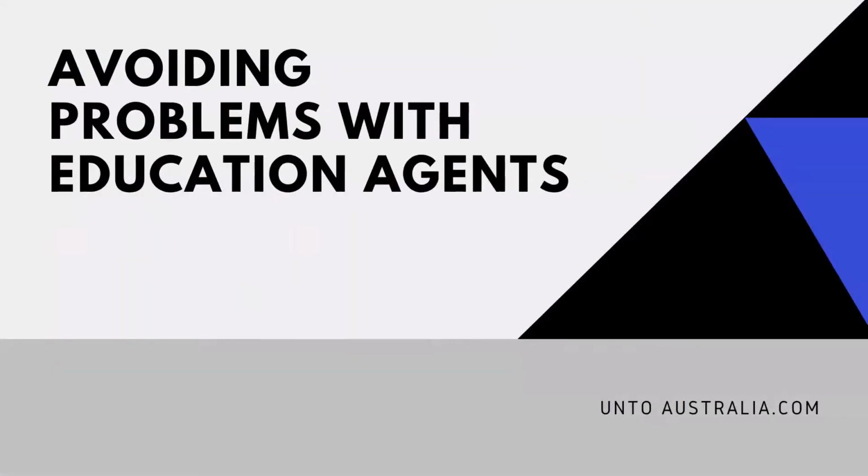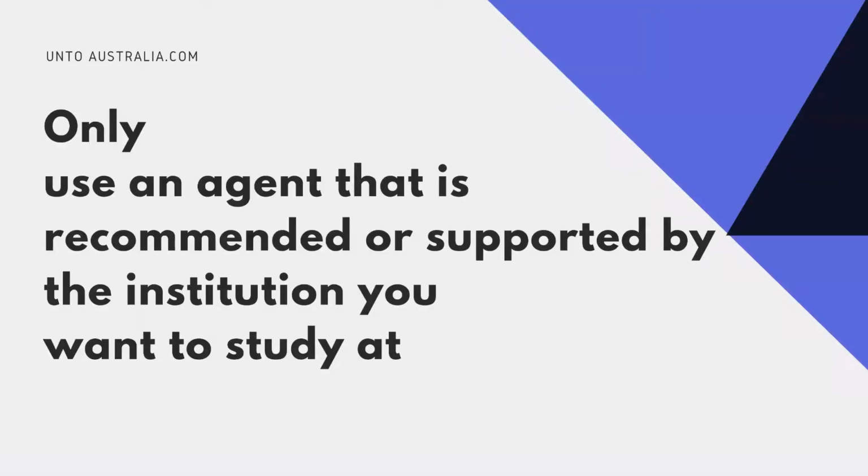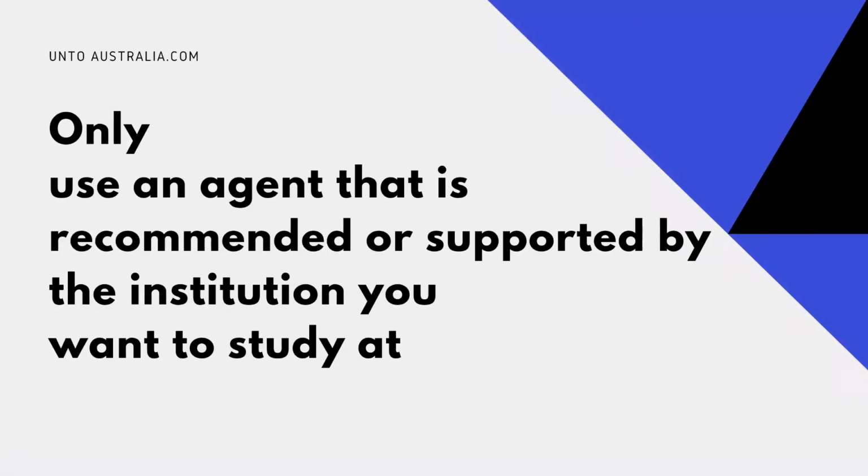Okay, next topic, avoiding problems with education agents. Some agents do not do the right thing. It happens all the time. Well, not a lot, but it happens. So these are the things you must do first when you're dealing with an agent. Only use an agent that is recommended or supported by the school that you want to study at. If you don't do that, then it's your risk, but doing it this way is safer.